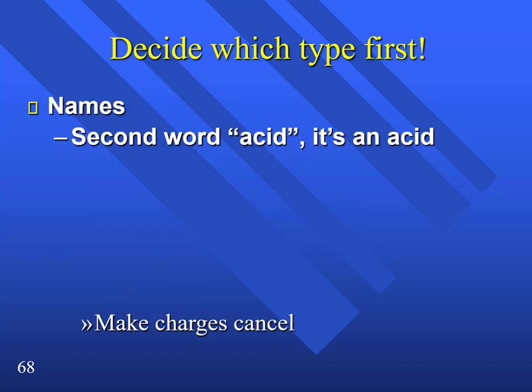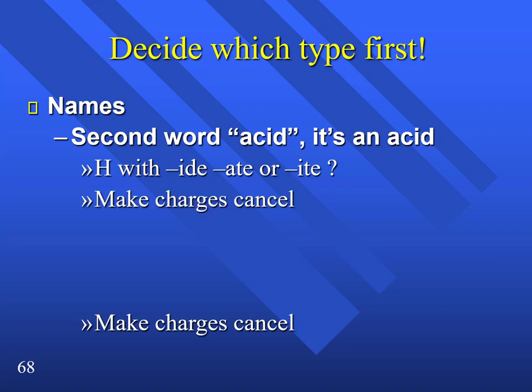And the other way, given the names, the second word is acid. It's an acid. Well, duh. And that means you're going to have H next to ate, or ide. And don't do all the hard work and then forget to put the subscript to make it equal 0. Because it's ions still. So just like ionic compounds, it's got to add up to 0.